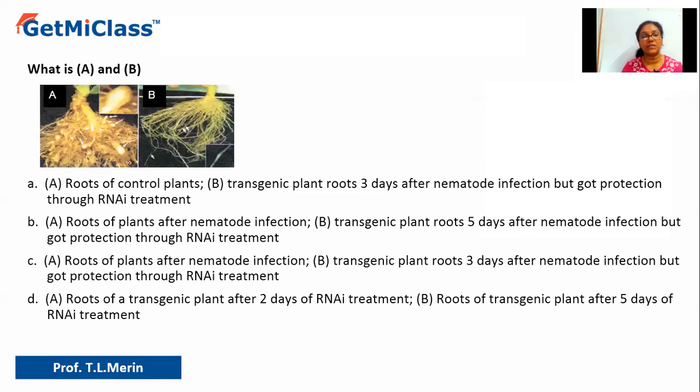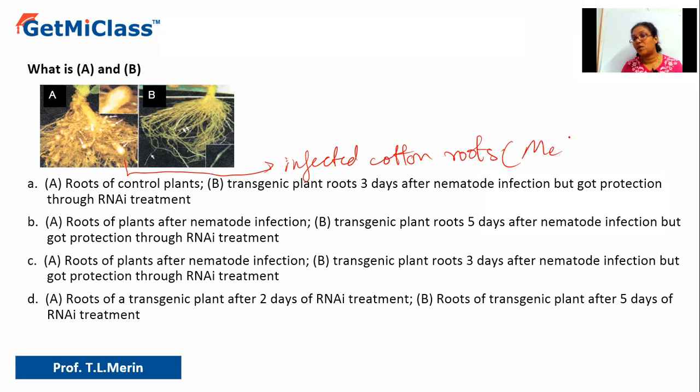I know you all would have seen this picture in your book. This is nothing but the roots of infected cotton plant. You can just say this is the picture of infected cotton roots. This infection is caused by a parasite known as Meloidogyne incognita. This is a type of nematode which causes infection in the plant.